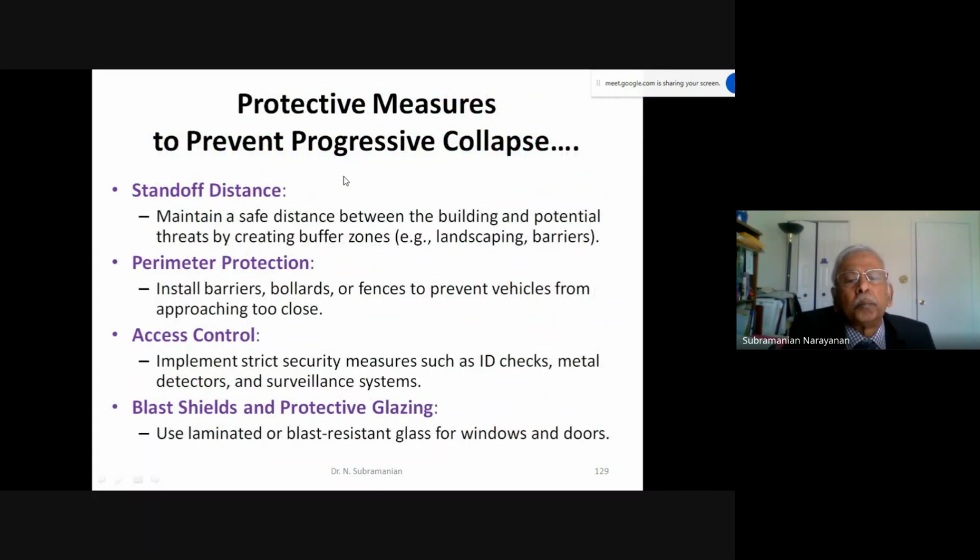And there are some protective measures that have been developed and used nowadays in multi-story buildings or even in buildings which are important. That is standoff distance, perimeter protection, access control. That is, implement strict security measures such as ID checks, metal detectors, and surveillance systems, and blast shields and protective glazing. Use laminated and blast-resistant glass for windows and doors.